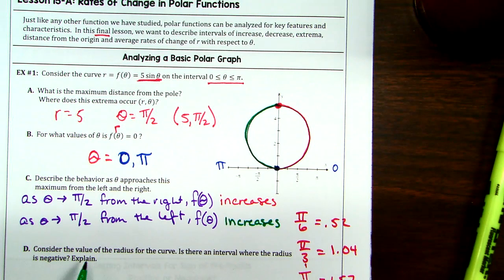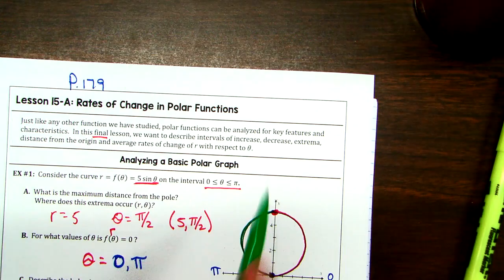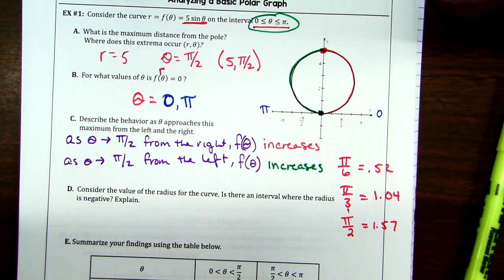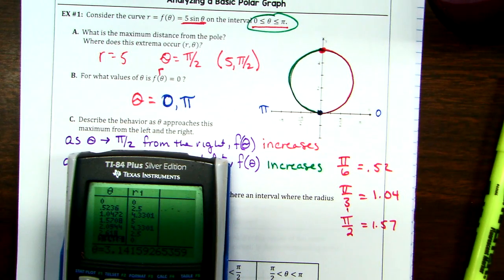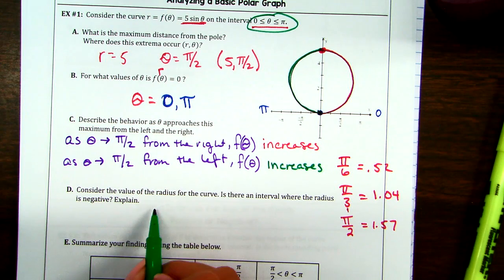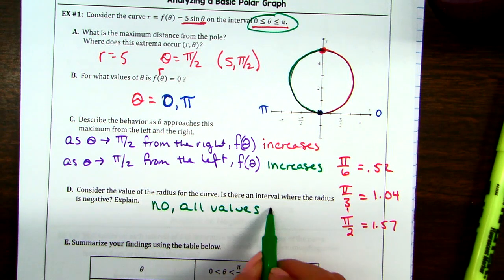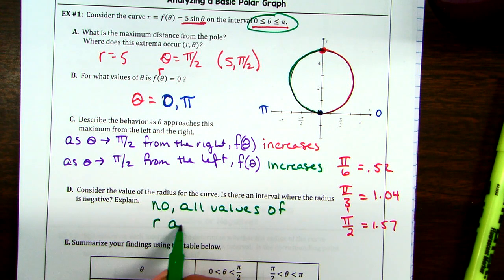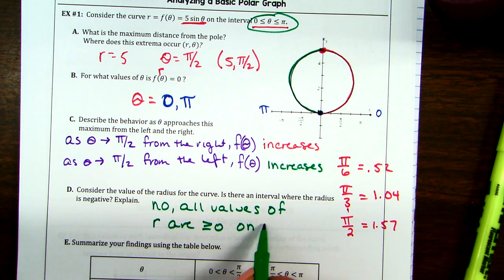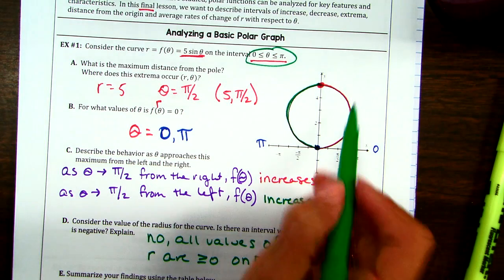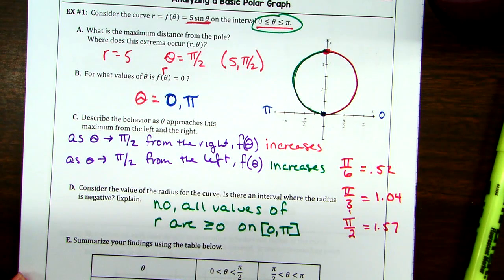All right, consider the value of the radius of the curve. Is there an interval where the radius is negative? On the interval that they're having us use, are there any negative radii? No. Nope. All values of r are greater than or equal to 0 on the interval of 0 to pi. Now, if you keep going all the way to 2 pi, there are negatives. Remember, all that does is shoot them back through the origin, and it would still make the same graph, okay? But in this interval, there are no negatives.